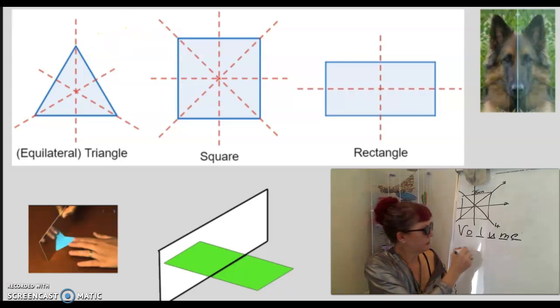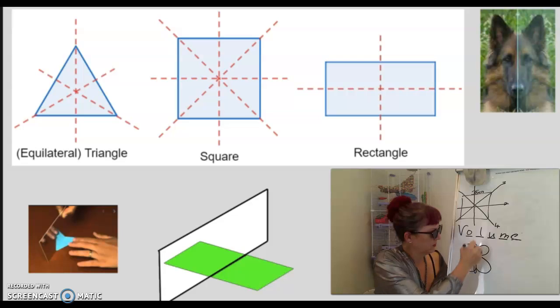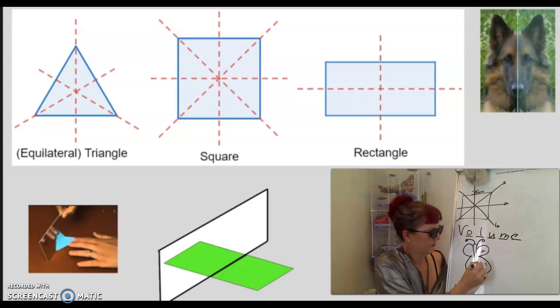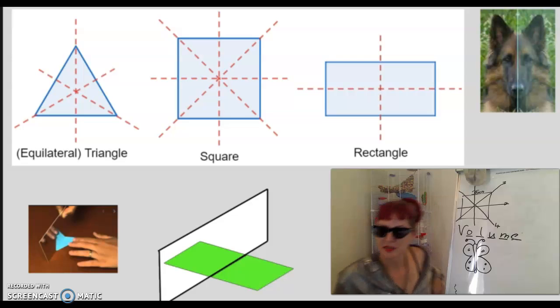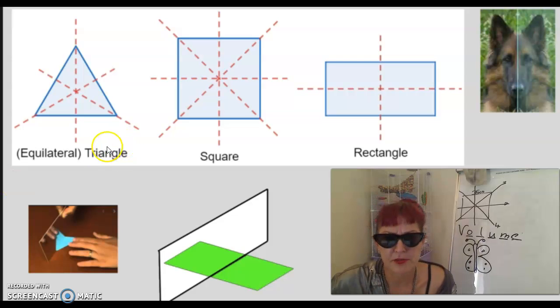What animal is this? Butterfly. Butterflies. Asymmetrical. Now on the top left, I've got, who can pronounce that word, right?